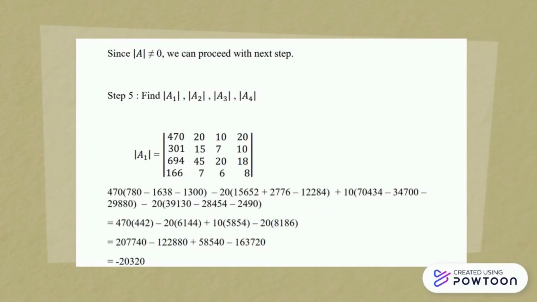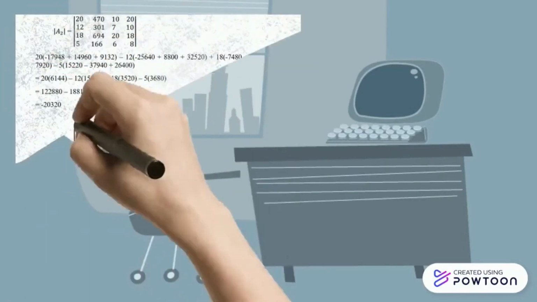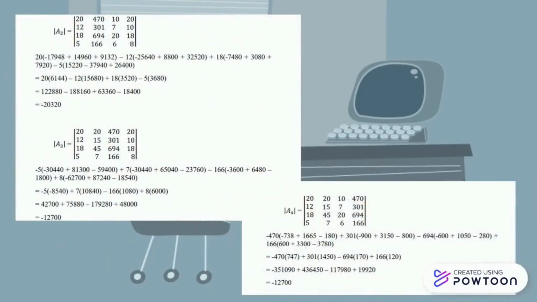After we get the determinant of A, we should find the determinants of A1, A2, A3, and A4. We can get these 4 determinants by replacing the columns with matrix B. As an example, for A1 we replace column number 1 with column B. After that, we can find the determinants of A1, A2, A3, and A4 by using the same method we used to find the determinant of A. We should obtain these 4 determinants as shown in the slide.